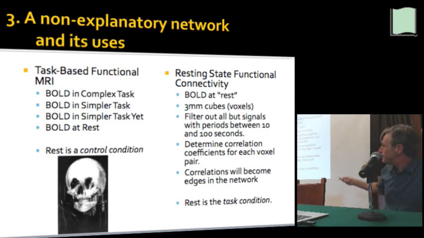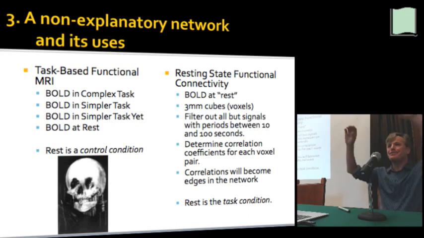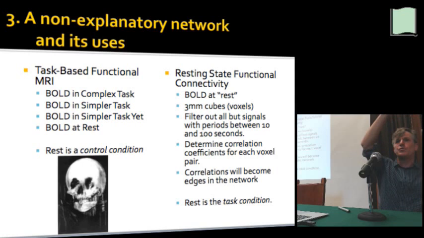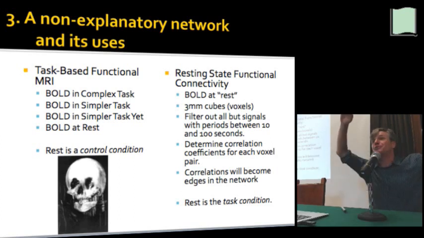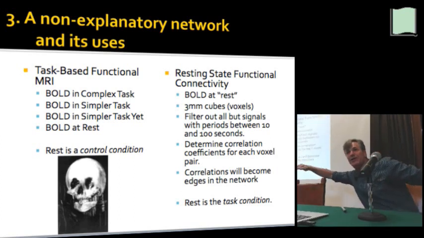Then what we're going to do is take that information, and really what we're going to be looking at over long periods of time are fluctuations in that BOLD signal. I'll show you pictures of it in just a second. Then we're going to filter out all but the signals that have periods between 10 and 100 seconds. Really long time frame fluctuations in the BOLD signal in each voxel of the brain.